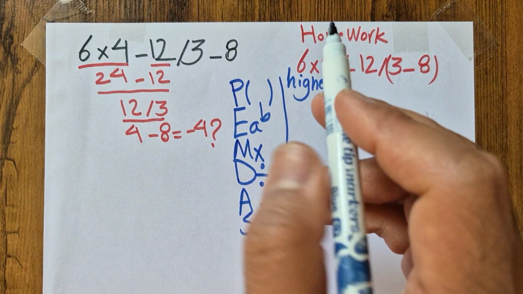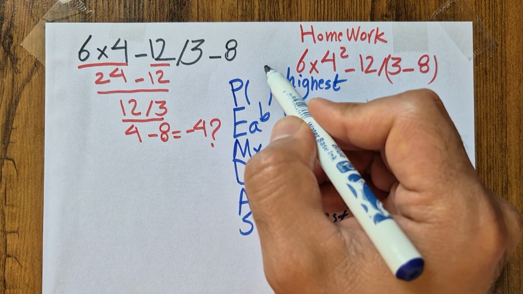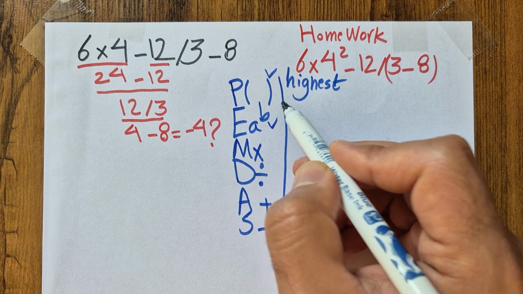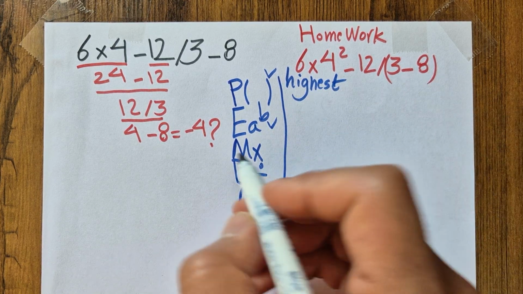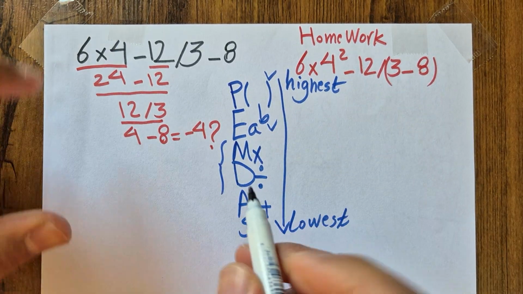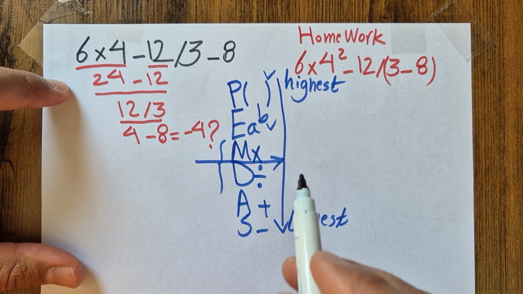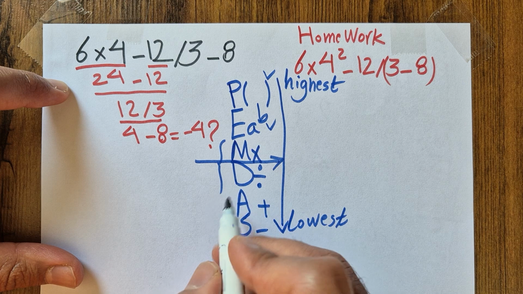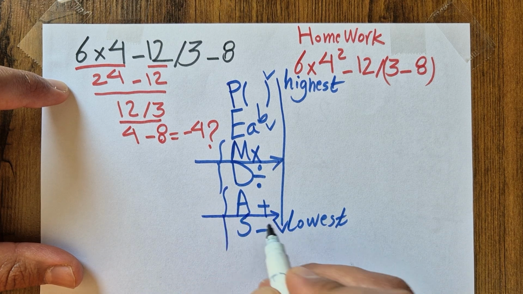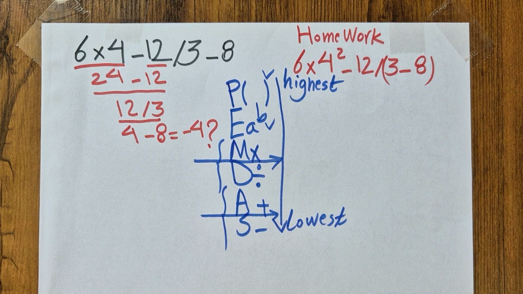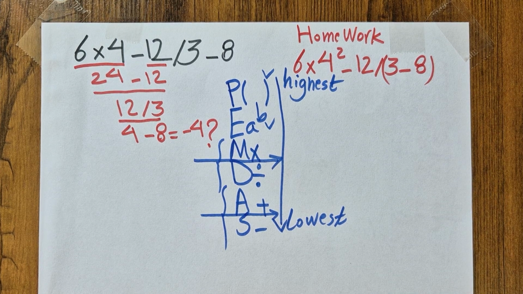What PEMDAS tells us is that you must do the parentheses or any grouping symbols at first. Then go for exponents, powers, square roots, etc. Then go for multiplication and division from left to right because they have the same priority. So MD or DM doesn't matter. And finally, go for addition and subtraction from left to right. Again, AS or SA doesn't matter.